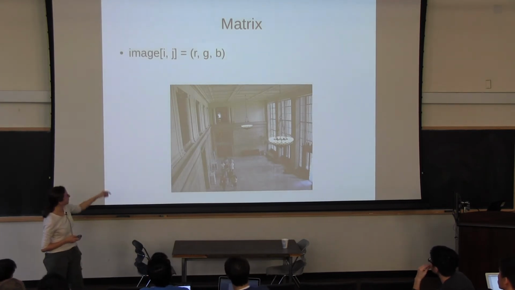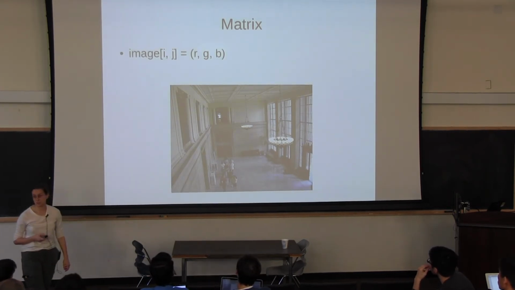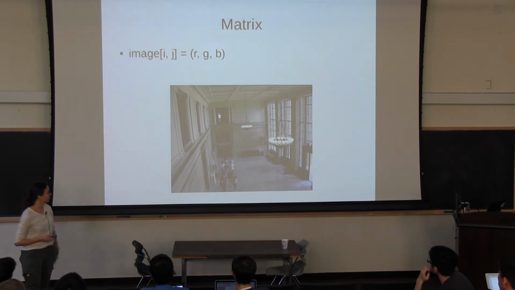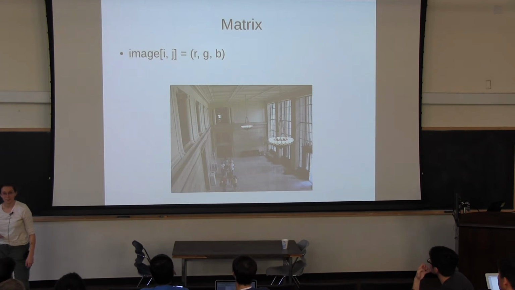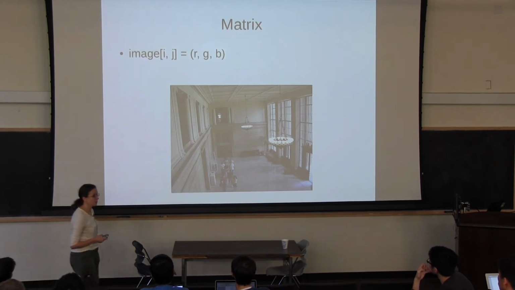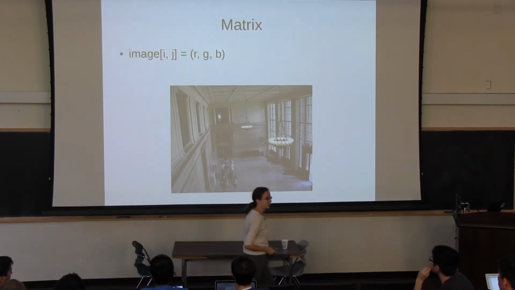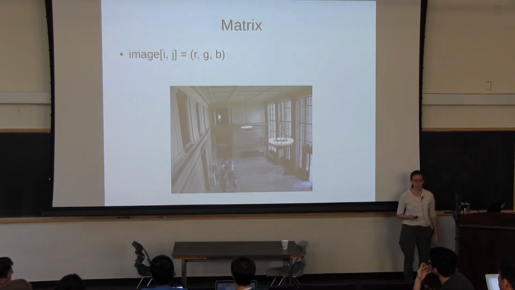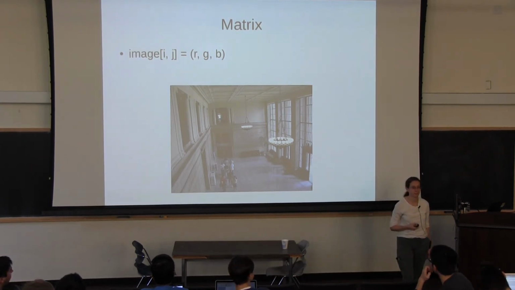Okay, so there's our matrix, right? Image sub i sub j, this is a little Python thing. Whatever it is, maybe it's an 800 by 600 picture, has 3 different values, R, G, and B. And somehow I've got to do something with that. So what might I do with that? What kinds of things might I want to ask about this picture?